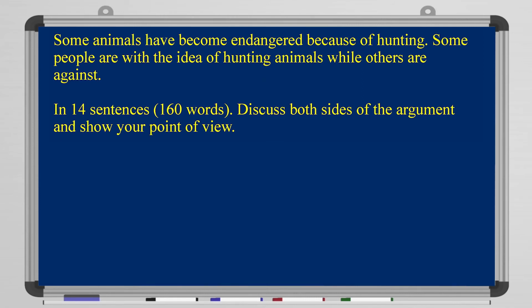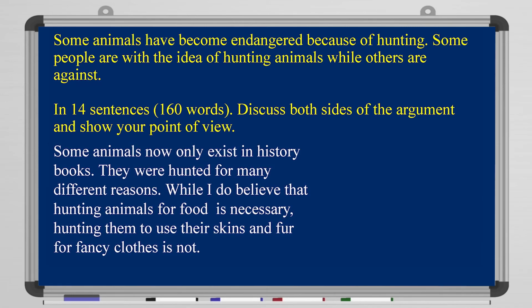First, let's read the question. Some animals have become endangered because of hunting. Some people are with the idea of hunting animals, while others are against. In 14 sentences, 160 words, discuss both sides of the argument and show your point of view. So let's look at the example here.